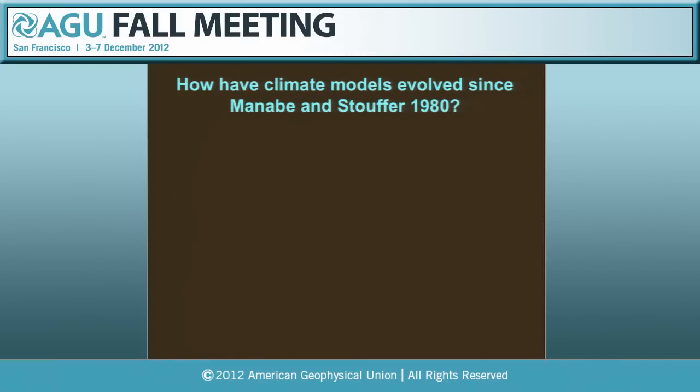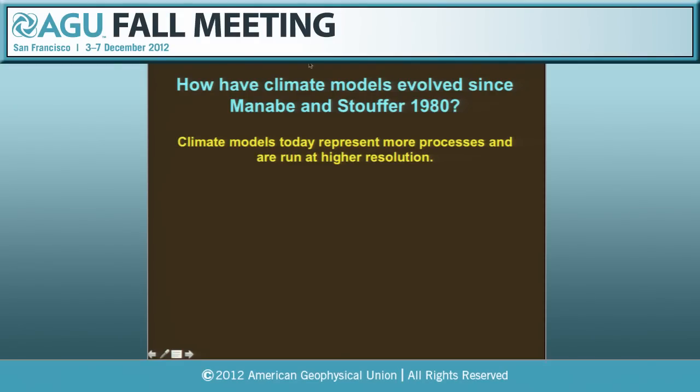But a lot has happened in the modeling world as well since Manabe and Stouffer in 1980. Climate models today include many more processes than Manabe and Stouffer did, and they're run at higher resolution. Two examples of this: the first one is clouds. The clouds in Manabe and Stouffer were prescribed monthly mean zonally averaged features. And anyone who knows anything about uncertainties in climate modeling today knows that clouds play a big role in that, and they actually interact with the system now. They're predicted, and recently they form from aerosols. So things are really evolving rapidly in terms of the processes that are incorporated in models.